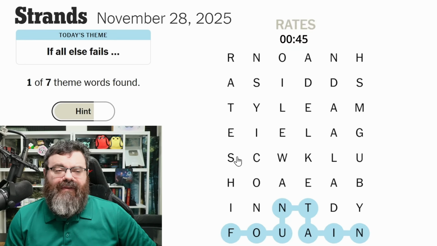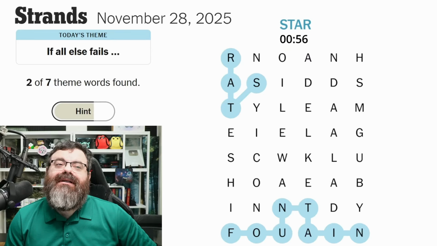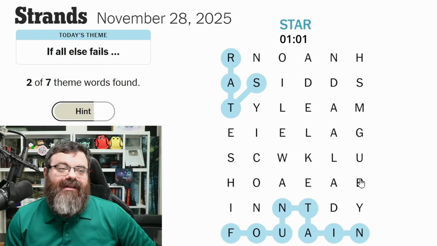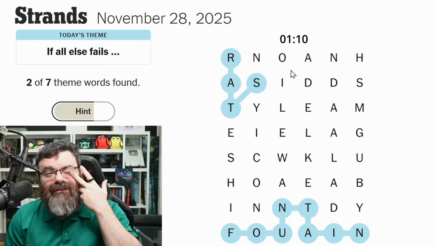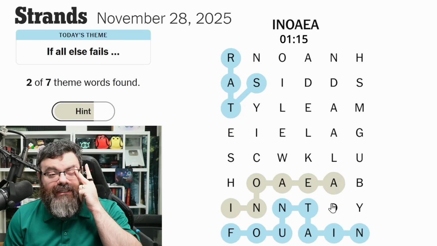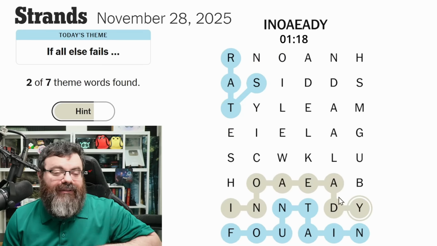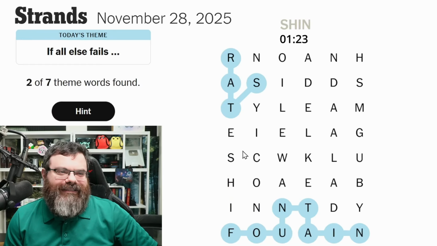Huh. Do we have like statue? Or we have star? Wait, star and fountain. Now I'm really confused. Star and fountain. Two things I didn't think would be locked in. If all else fails, star fountain. Makes sense to me. Noi. What else? What's around here? Noia. We also have inoid. Shin. Why not? I guess not.